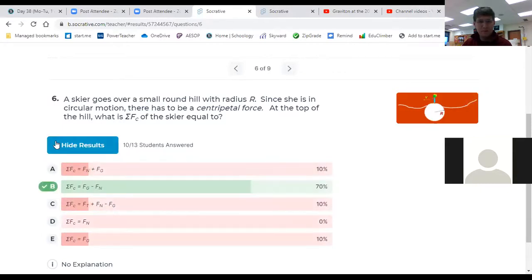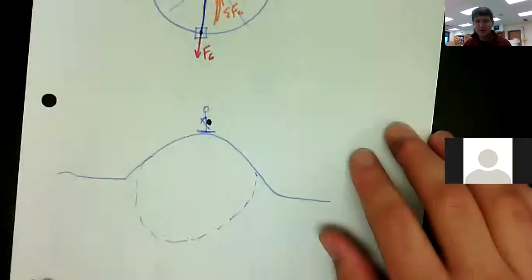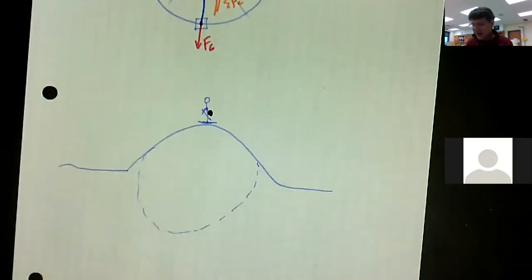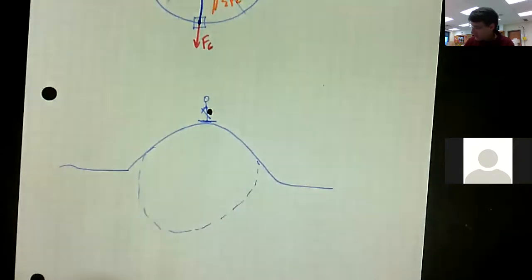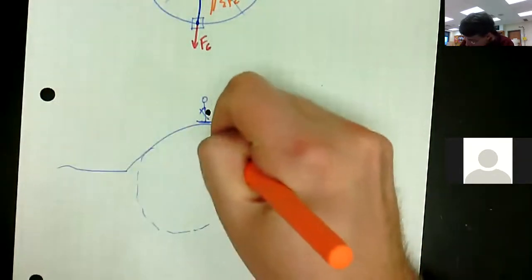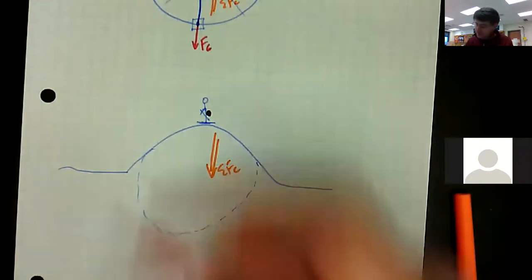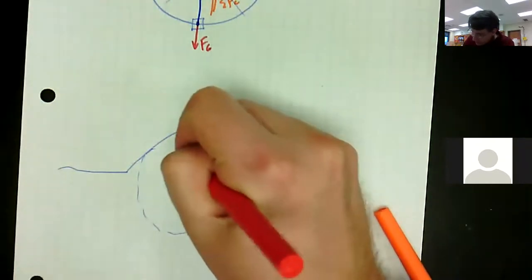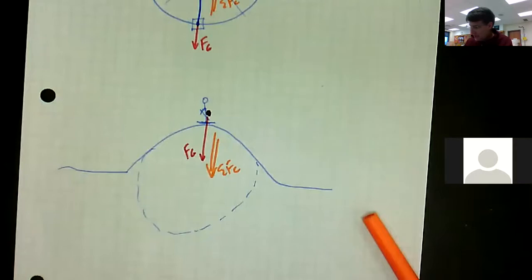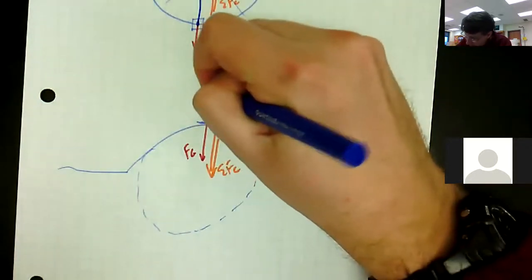All right, good. Just to be complete here, I'll show this to you. We seem to understand this pretty well. But just to be complete, the key is, in order for me to be going in this circle, I need my centripetal force to point down towards the center. And so I need there to be more gravity than normal.